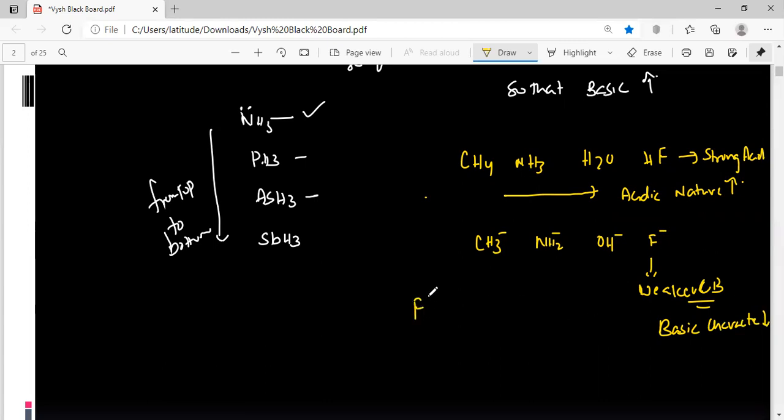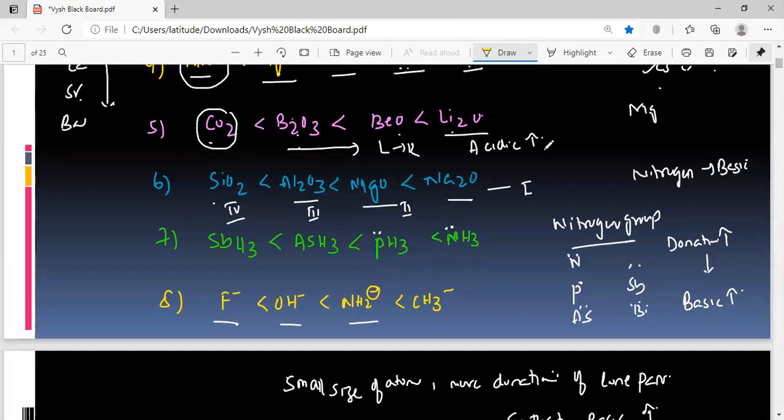That means we can say that F minus has less basic character than OH minus, and next one NH2 minus, and here it is CH3 minus. Otherwise, we can say that from left to right, acidic nature increases, so that basic nature will decrease here. And we are taking the conjugate bases of these as acids here. So this is the order of the basic strengths for the particular compounds here.